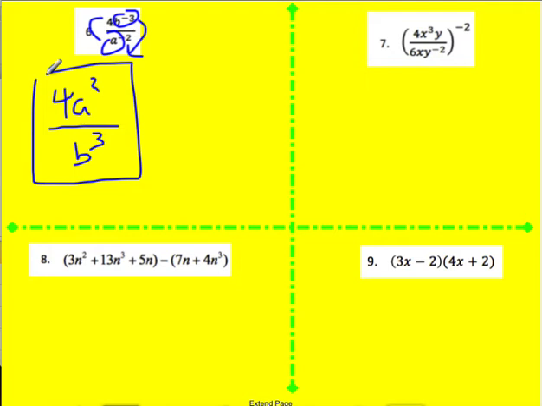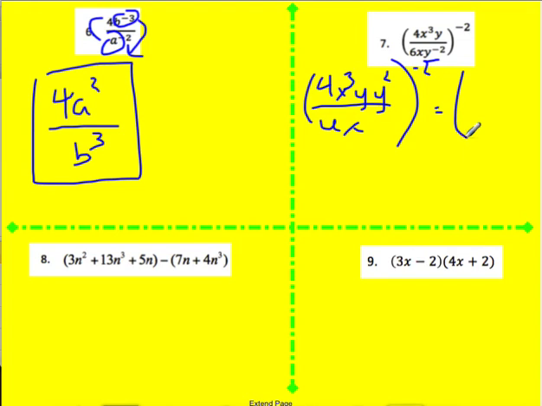Now taking a look at number 7, what I suggest doing before you simplify anything out is simplifying the parenthesis itself. So I have 4x cubed y, and then I'm going to take that y to the second and raise it up top because it's negative on the bottom. And now I want to simplify within the parenthesis as well. So now 4 divided by 6, I can reduce that fraction to be 2 over 3. And then I have x cubed divided by x to the first. Subtract those exponents and I get x squared up top. Y to the first times y squared is going to give me y cubed.